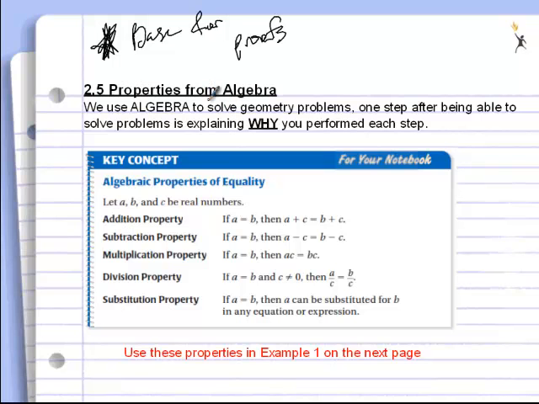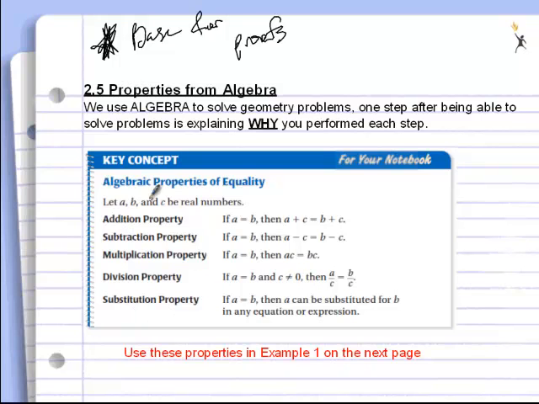When you use algebra to solve geometry problems, one step after being able to solve them is explaining why you solve them or how you solve them. We use algebraic concepts in order to do that. Maybe you use the addition property where you just added two things together. Maybe you use the subtraction property. Maybe you use the multiplication property, the division property, the substitution property where you substituted a value in for something else.